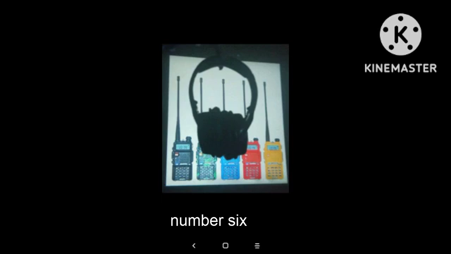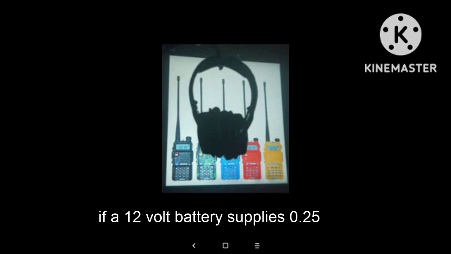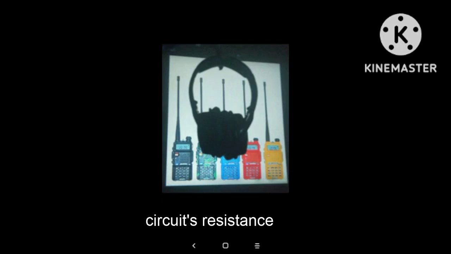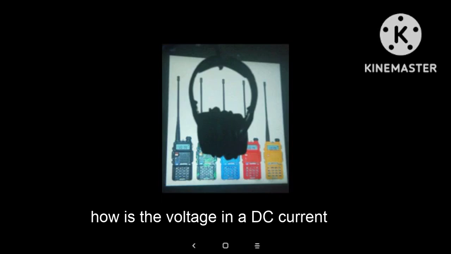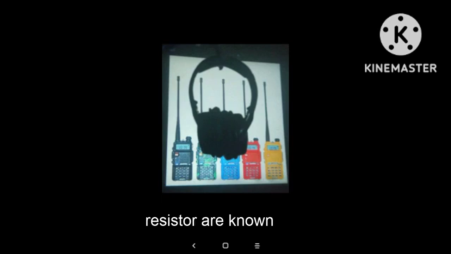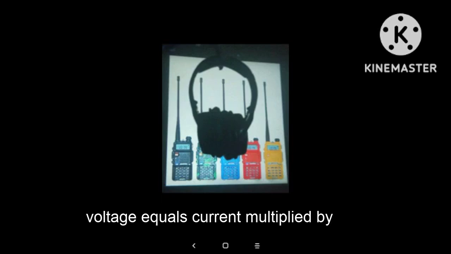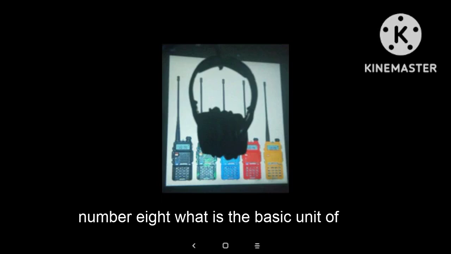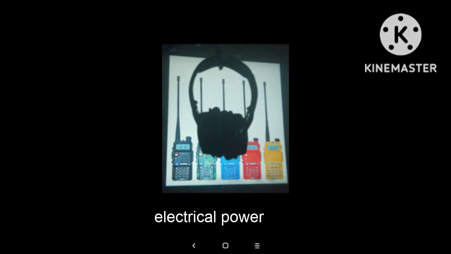Number 6. If a 12-volt battery supplies 0.25 amperes to a circuit, what is the circuit's resistance? 48 ohms. Number 7. How is the voltage in a DC current calculated when the current and the resistor are known? Voltage equals current multiplied by resistance. Number 8. What is the basic unit of electrical power?